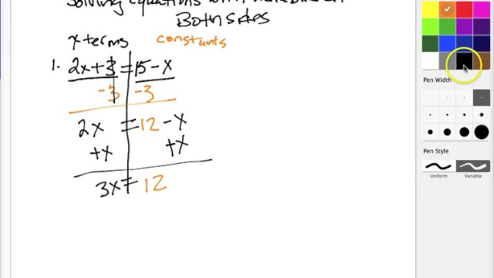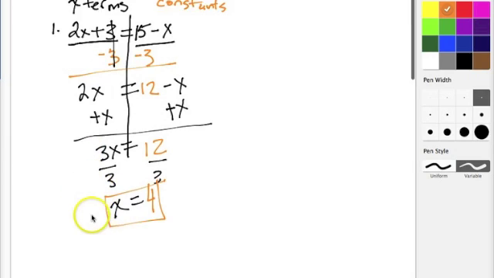And of course, we know what to do at the end of this. I'm going to divide both sides by the 3, and then I get that x is equal to, just to be consistent, I'm going to say that x is equal to 4. So that's how I solve these types of problems.